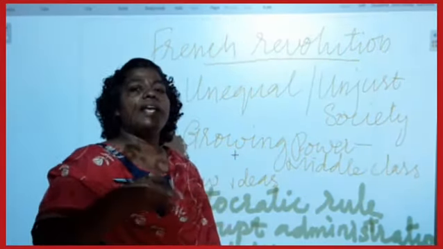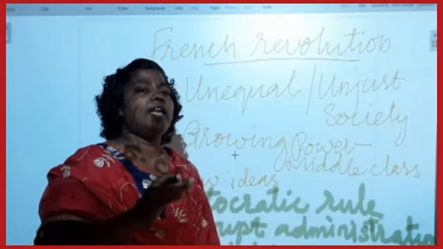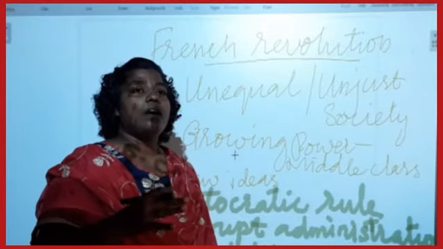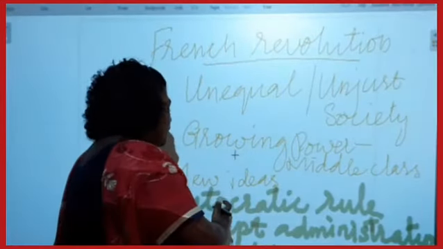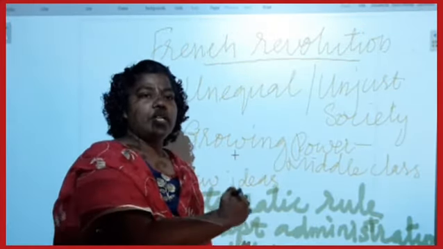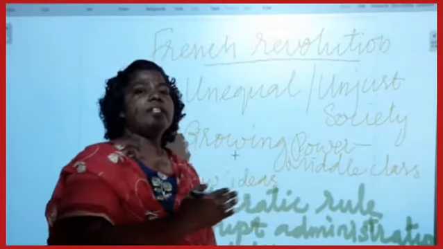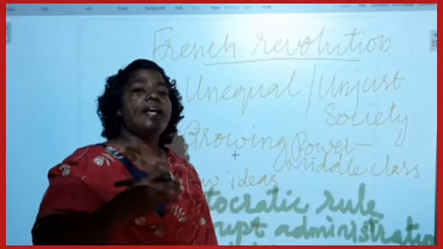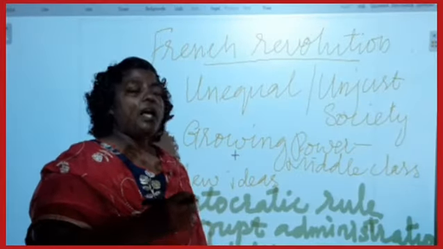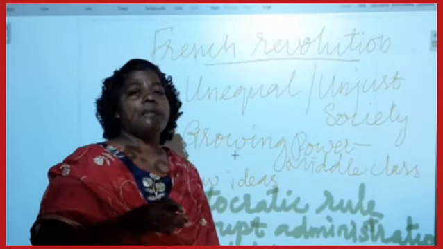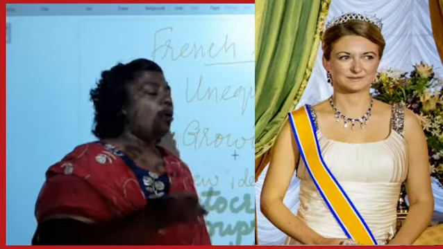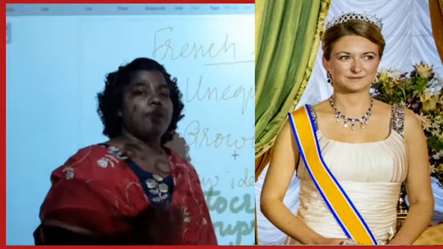Another reason is the autocratic rule. People were against the autocratic rule. They demanded independent rule or a democratic form of government. What happened in autocratic rule? The government or the king started to rule as he willed, as he wished, and all his will became law. There was no particular law as such. Whatever he wished became law.